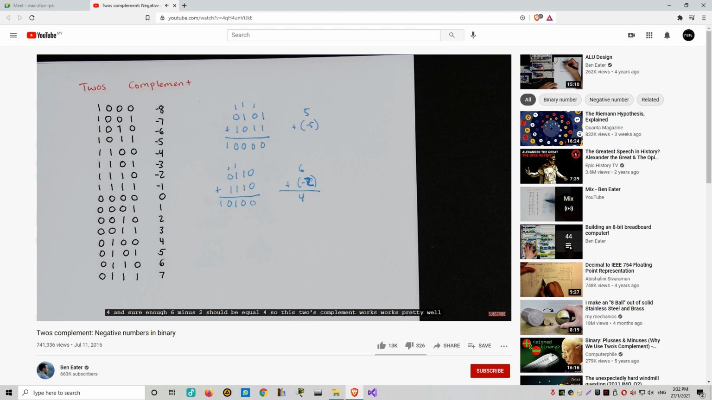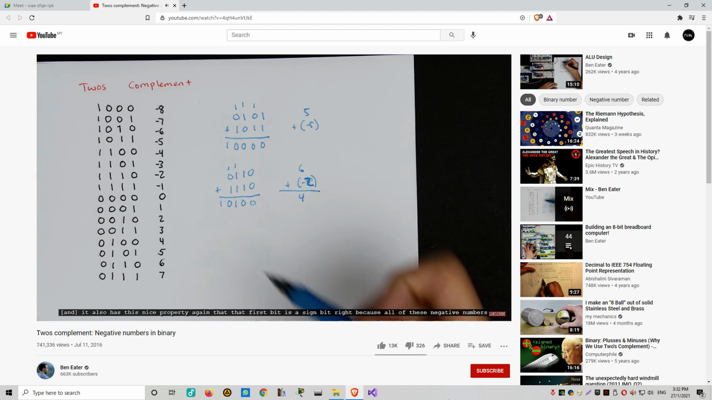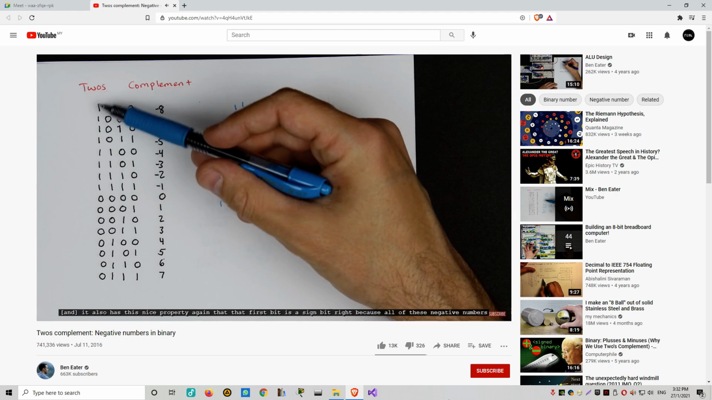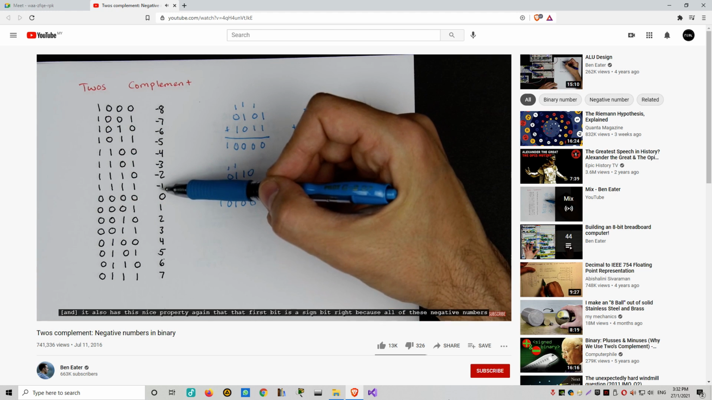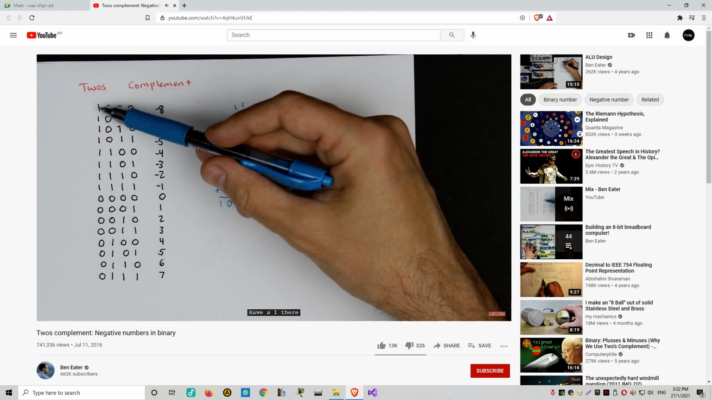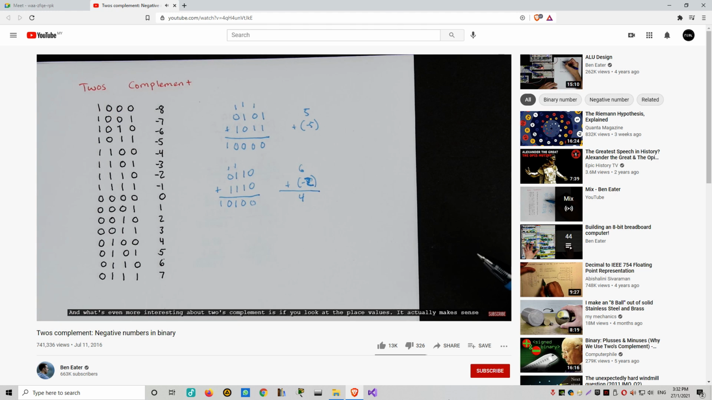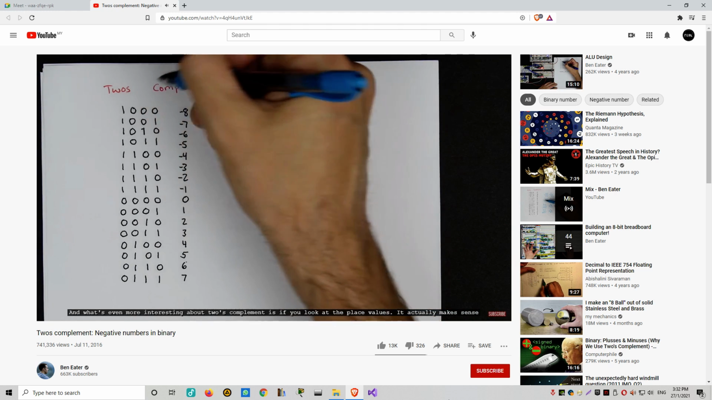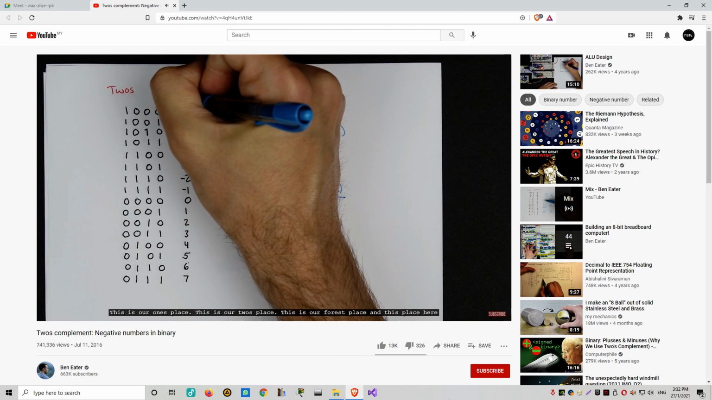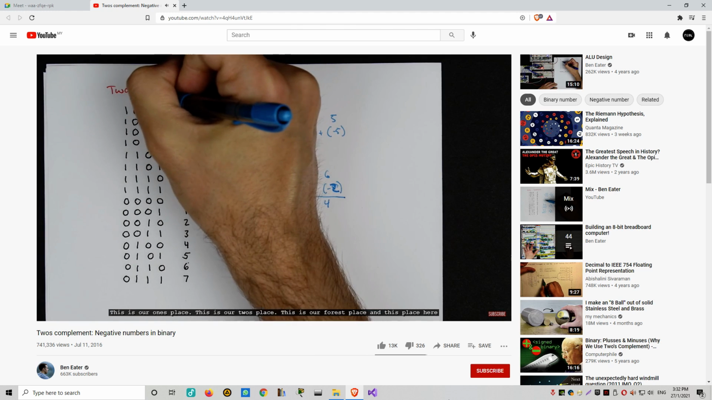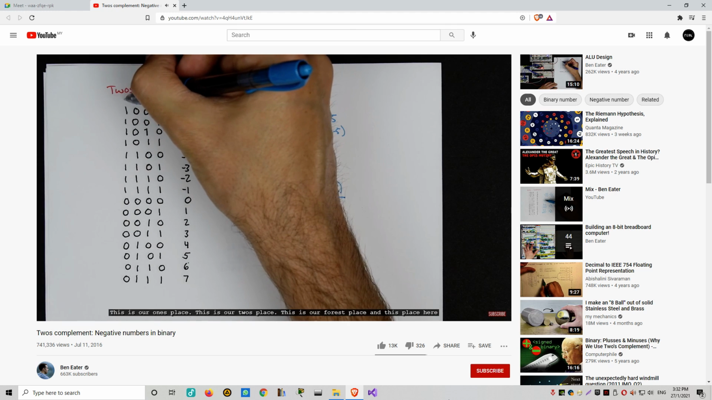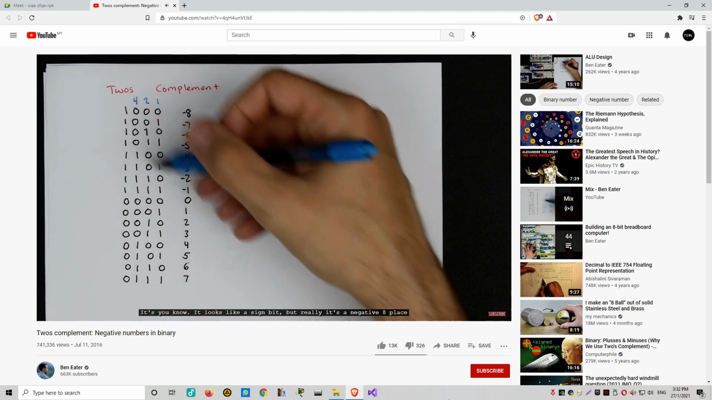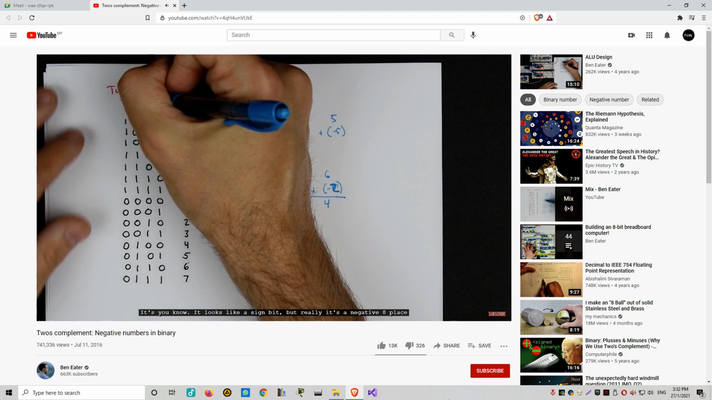So this 2's complement works pretty well. And it also has this nice property, again, that the first bit is a sign bit, right? Because all of these negative numbers have a 1 there. And what's even more interesting about 2's complement is if you look at the place values, it actually makes sense. This is our 1's place, this is our 2's place, this is our 4's place, and this place here looks like a sign bit, but really it's a negative 8's place.